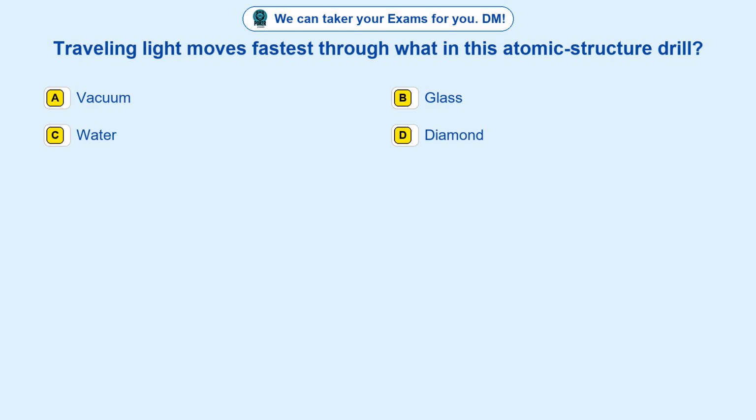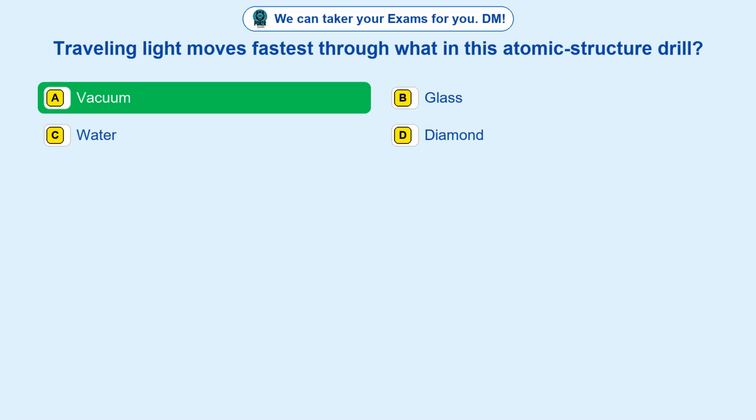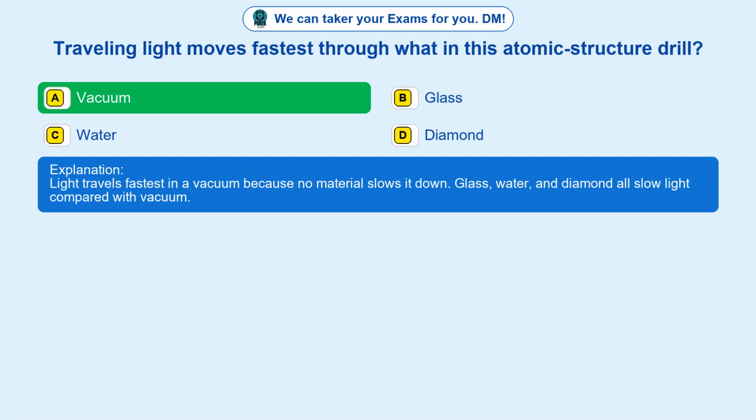Question 66. Traveling light moves fastest through what in this atomic structure drill? Option A, vacuum. Option B, glass. Option C, water. Option D, diamond. The correct answer is option A. Vacuum. Light travels fastest in a vacuum because no material slows it down. Glass, water, and diamond all slow light compared with vacuum.